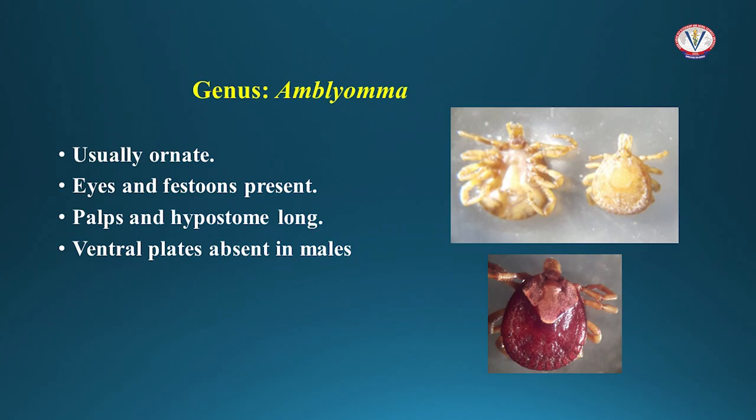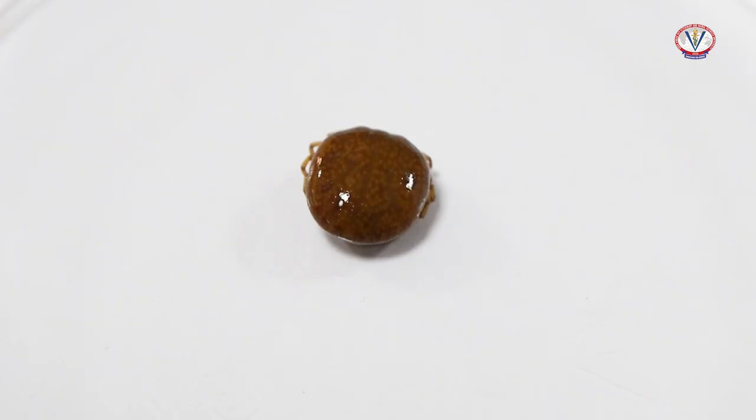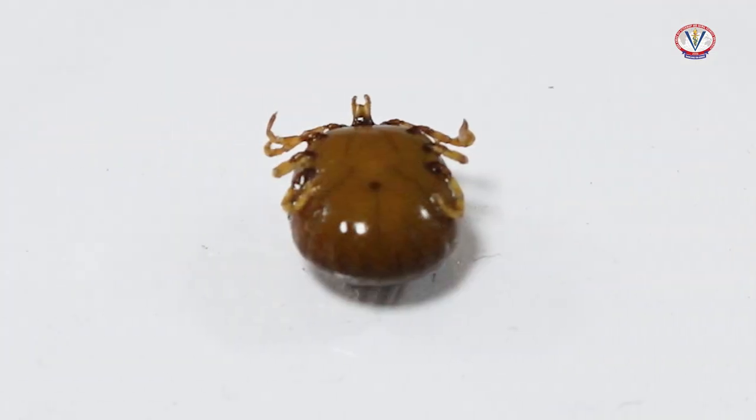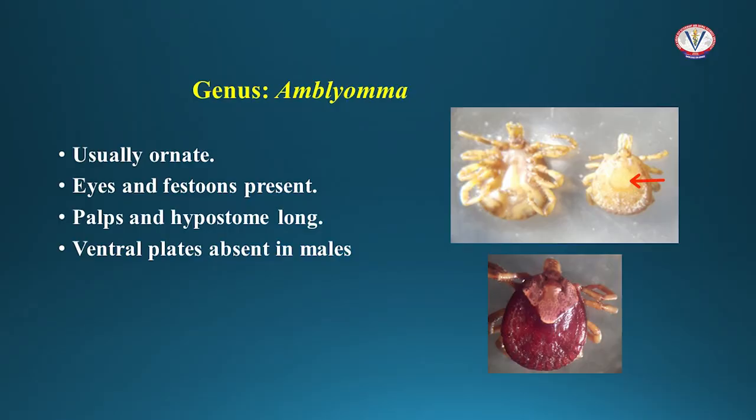Genus Amblyomma. This is also an ornate tick. Eyes and festoons are present. The palps and hypostome are long. Males without ventral plates.